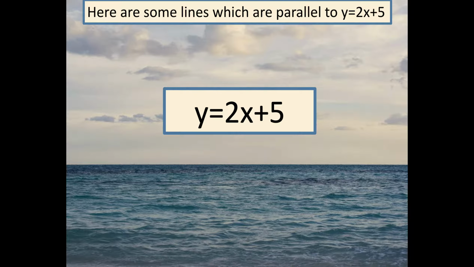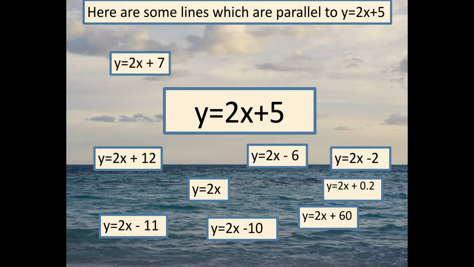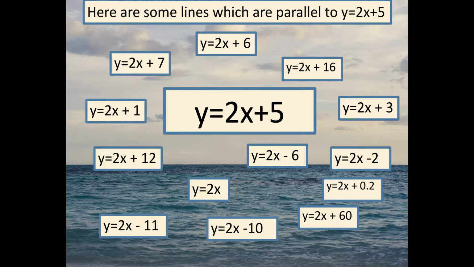Now, lines that are parallel to this example, y equals 2x plus 5. If you notice, all of these examples that you're starting to see pop up have a slope of 2. And so that's how we know that they're parallel. The slope is the same, and if you look at the y-intercepts, all of the y-intercepts are different. Okay? So those are examples of lines that are parallel to y equals 2x plus 5.